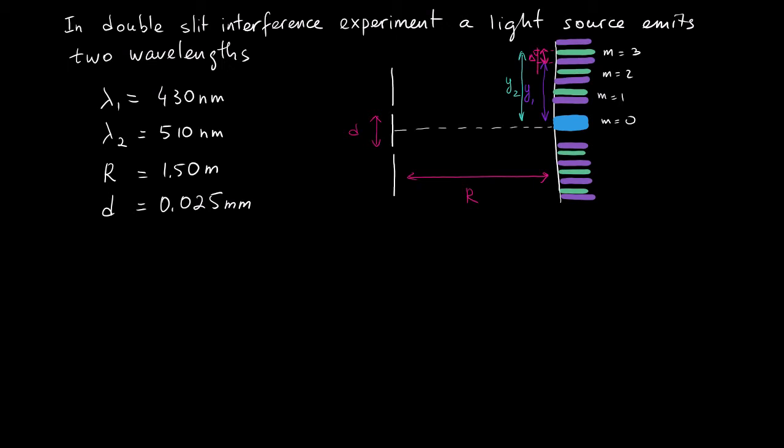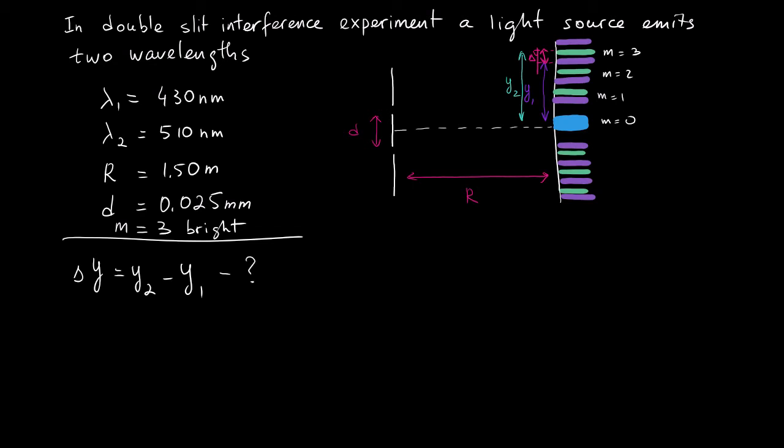So if I want to write that down, delta y equals y2 minus y1, and we are looking for the third bright fringe, trying to find the separation between the positions of these two bright fringes. So that's the question mark for us.